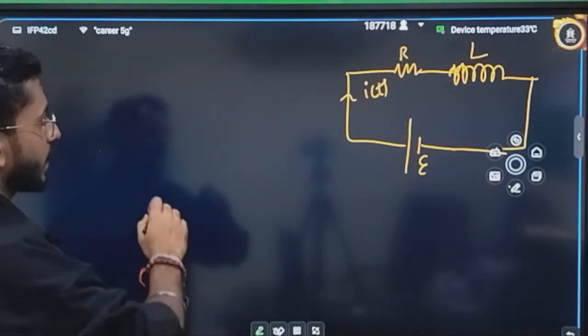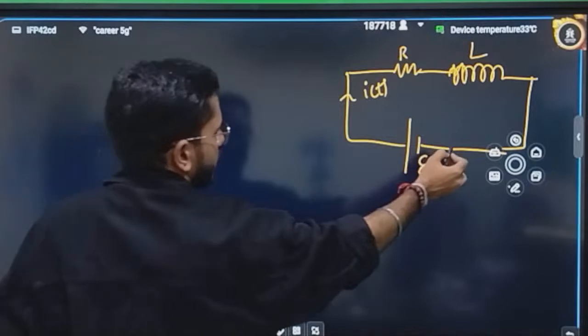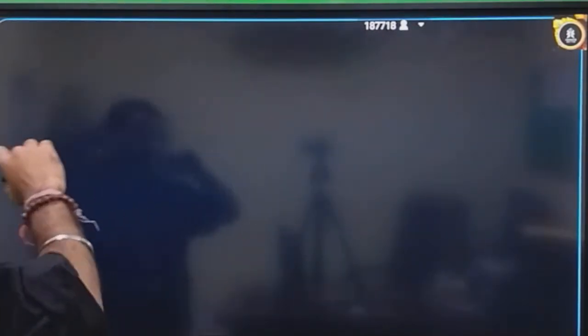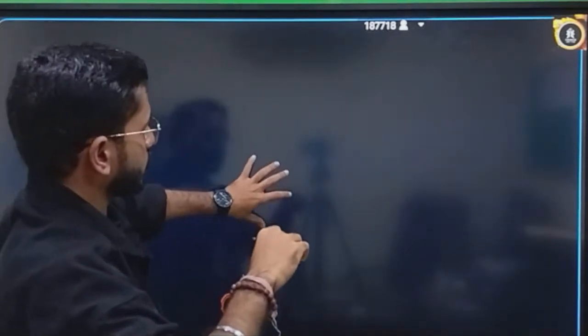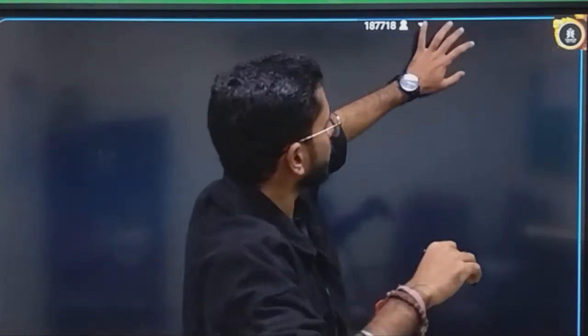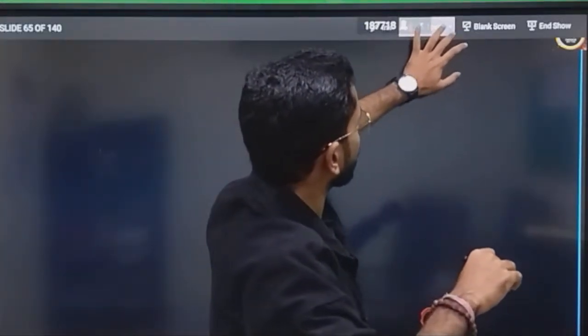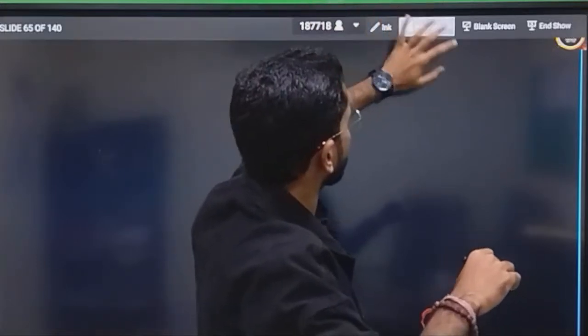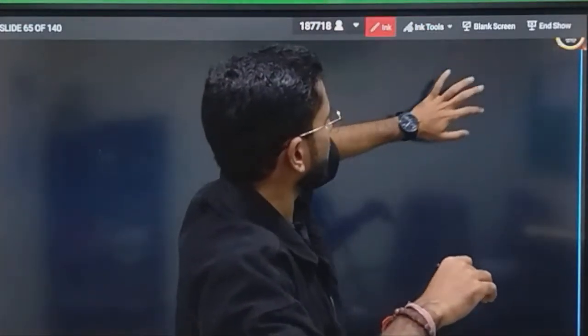Now let's apply KVL to this complete circuit. Let's start from this point. What has happened? Then pen gone.